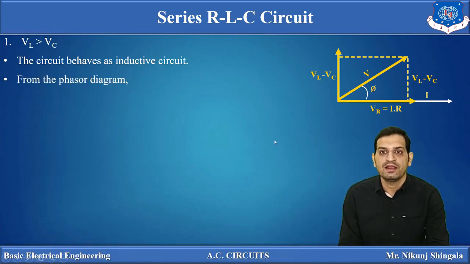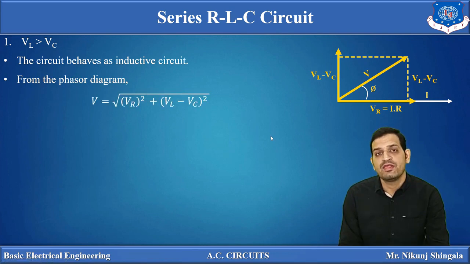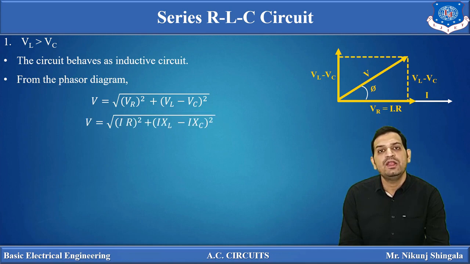Now, from this phasor diagram, we can find out the angle phi, or we can find out the resultant voltage. The resultant voltage is the phasor sum of VR and VL minus VC. If we take the magnitude, V is equal to square root of VR square plus VL minus VC whole square. Now we know the values of VR, VL and VC. Putting those values, V is equal to square root of IR whole square plus IXL minus IXC whole square. Here VL is greater than VC, so it will be IXL minus IXC. Now taking I common, V is equal to I square root of R square plus XL minus XC whole square.